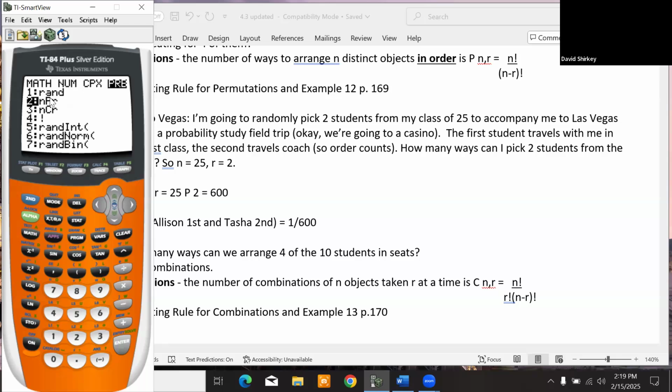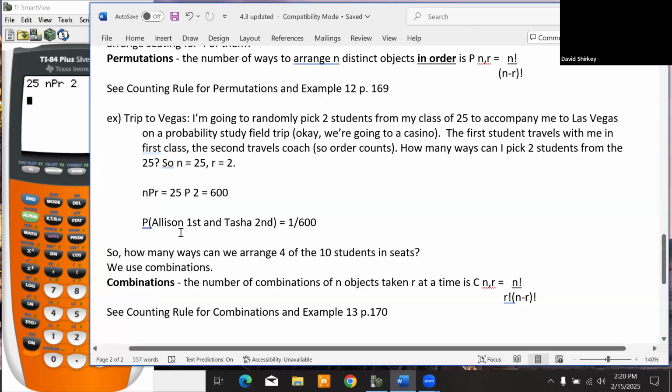You could either arrow down and press enter, or just press 2. I arrowed down to show you where it was. So let's press enter. And then what's r equal to? That's going to be 2. We press enter, and we get 600. So there's a total of 600 permutations of picking 2 students out of the 25, right?